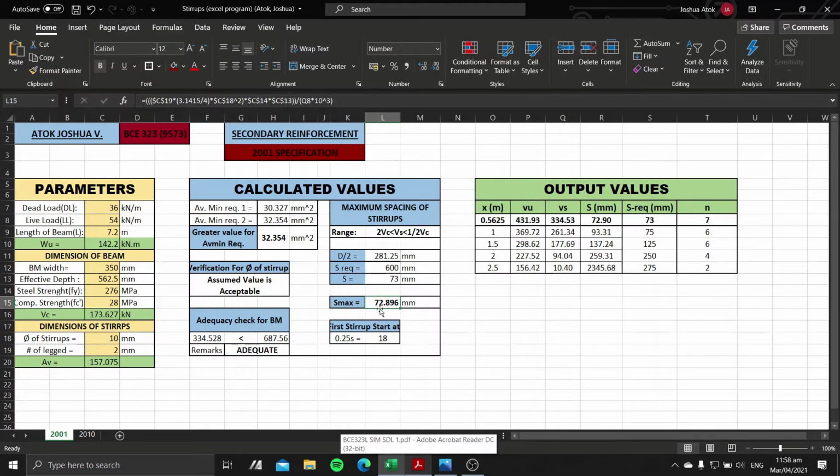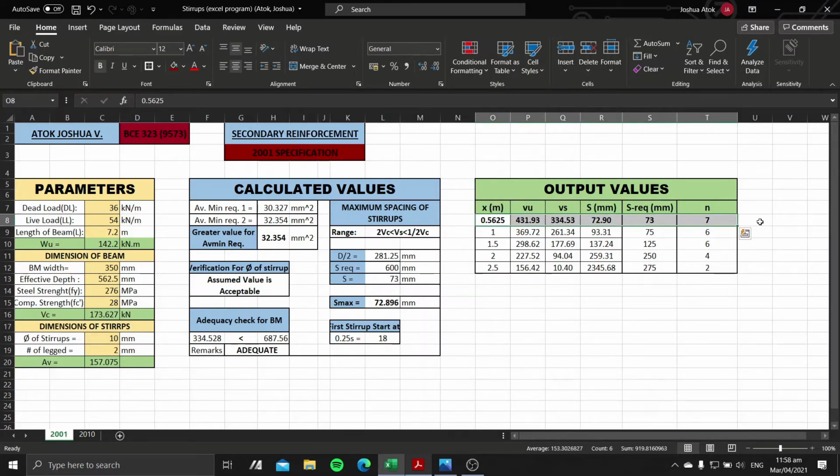So below the S max, we got the value for our first stirrup at 18 mm. For the output values here, at first row, we have a value of S required of 73 and number of bars of 7 and 6. I've highlighted this first row since this is the critical point where the ultimate shear is being experienced, meaning the minimum value for our spacing of the beam must be at critical point, which is this value of 73.